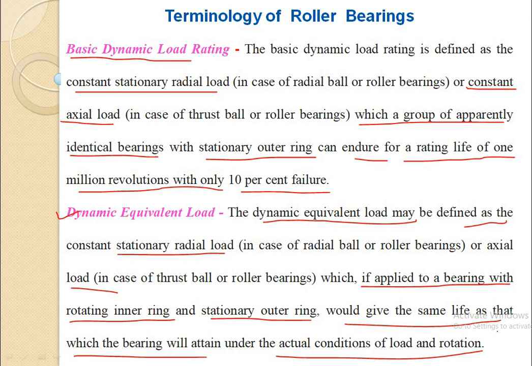If we apply a constant axial load or constant radial load, and that bearing gives the same life as that of the actual working conditions, then that load is known as the dynamic equivalent load. That is the concept of dynamic equivalent load.